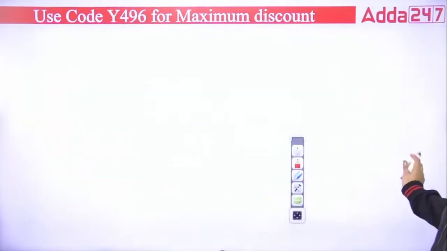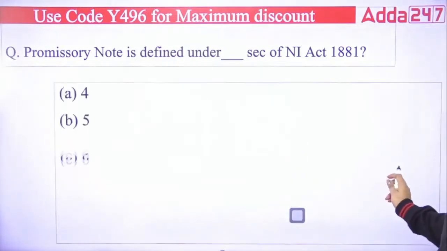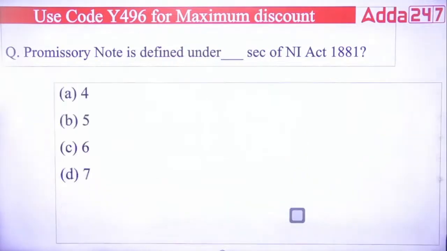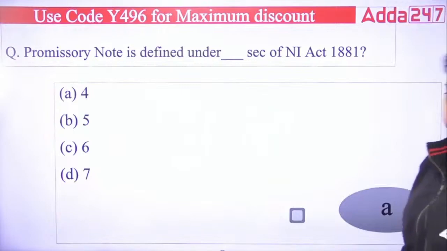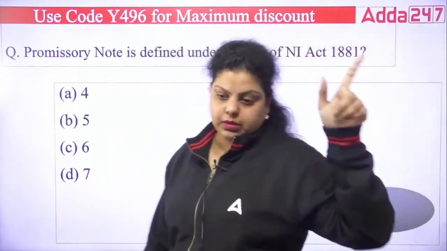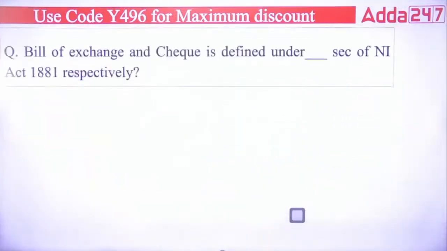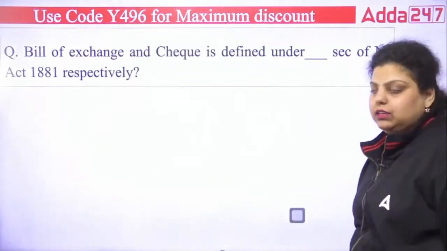Now, a promissory note is defined under dash section of the Negotiable Instruments Act 1881. So under which section is a promissory note defined? 4, 5, 6 or 7? We have just discussed that section 4 talks about your promissory note. So 4 is promissory note, 5 is bill of exchange, 6 is check. Do remember that. So the right answer is 4. Now next. Bill of exchange and check are defined under dash section of the Negotiable Instruments Act 1881 respectively.